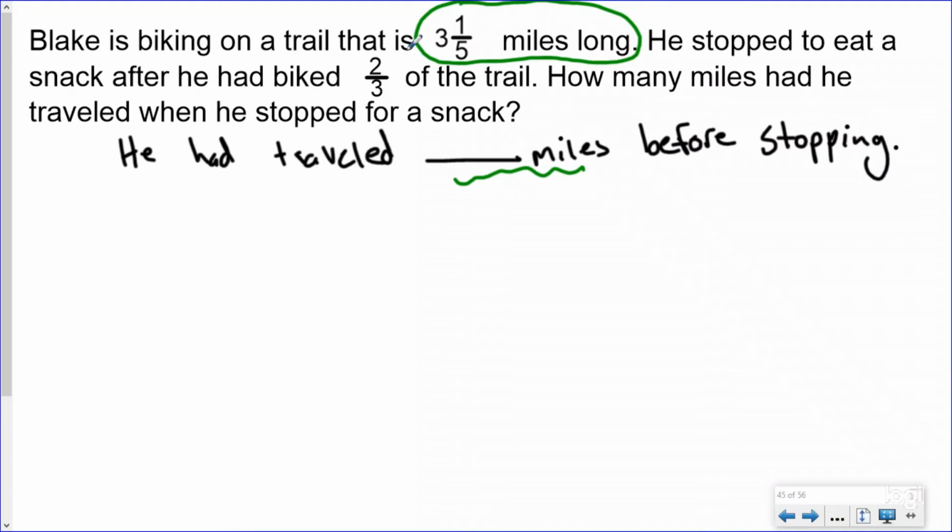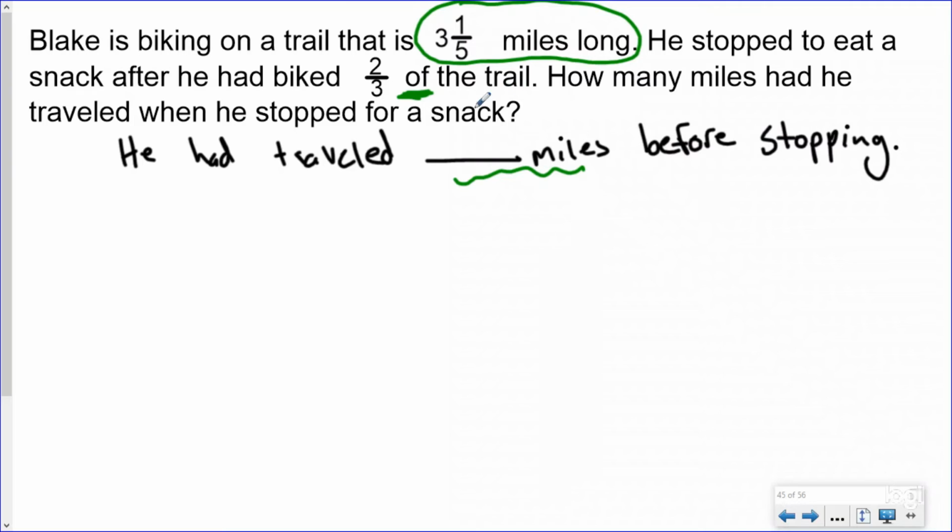He stopped to eat a snack after he had biked 2/3 of. Anytime the word of is after this fraction, I want to underline it and then look at the next words to see, do I know anything about them? And this next word says the trail, which at first you might just think is one trail, but then you remember that you've already identified that the trail is 3 1/5 miles long. So what you're doing is trying to find 2/3 of 3 1/5, and you want to know how many miles he had traveled.